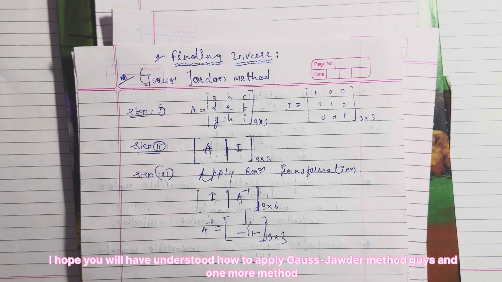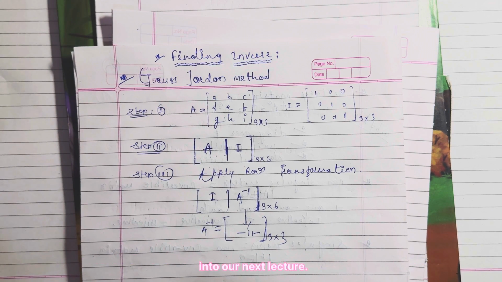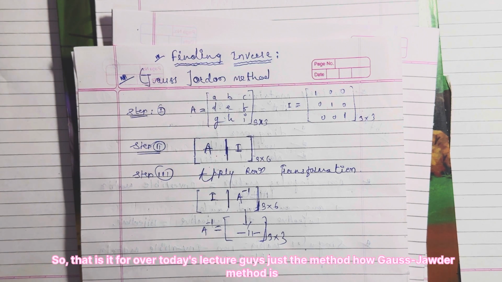One more method is there for finding the inverse, the adjoint cofactor method. We are going to see that in our next lecture. It is already on my channel, but I'll explain it one more time for you all. So that's it for today's lecture, guys, just how the Gauss Jordan method works.